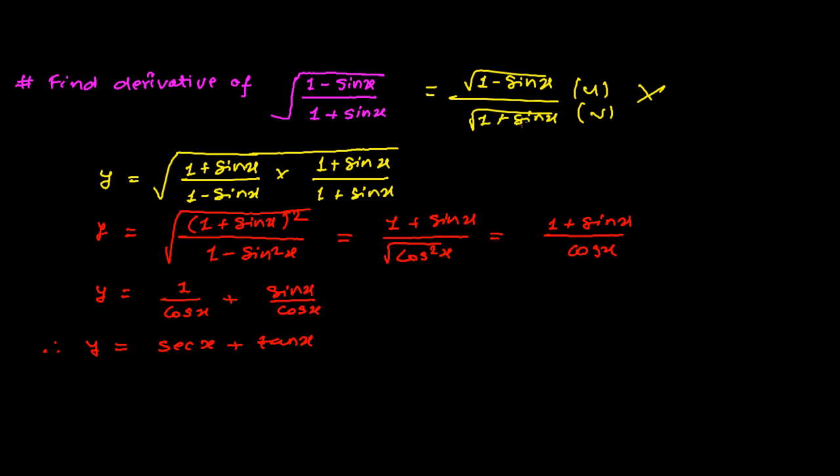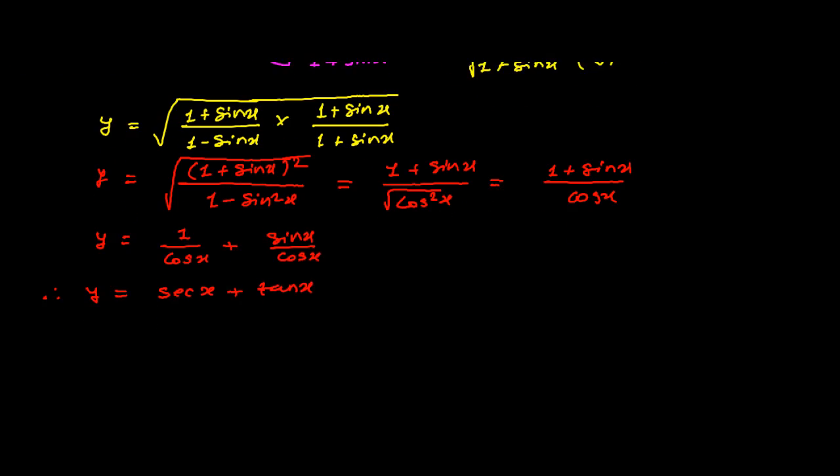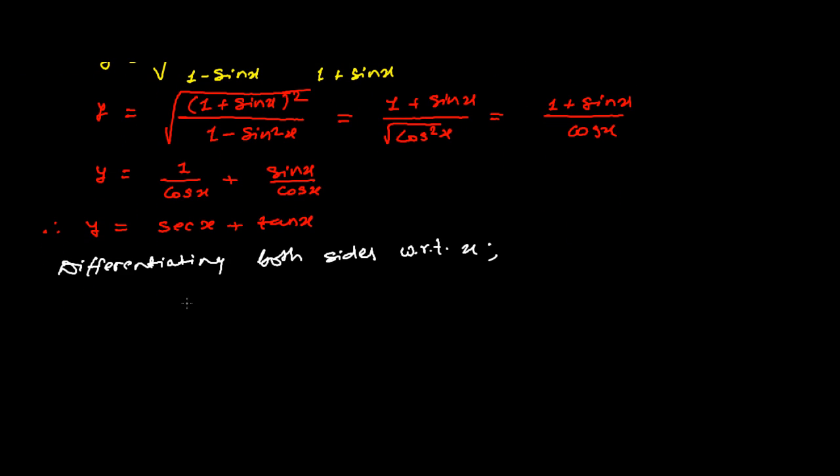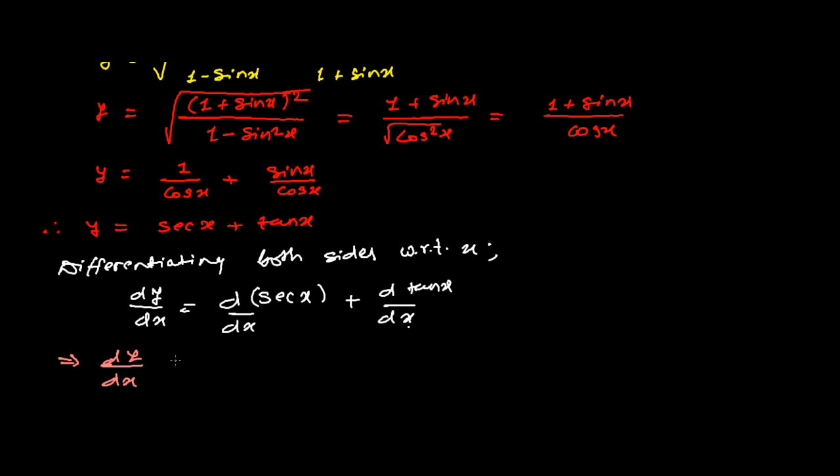Now you find the derivative of this. Differentiating both sides with respect to x, dy over dx will be the derivative of sec x with respect to x plus the derivative of tan x with respect to x. Now angle matching, so no problem, we can easily differentiate. So what is the derivative of sec x? Yes, the derivative of sec x is sec x times tan x. And what is the derivative of tan x? Yes, that is sec square x, and this is our answer.